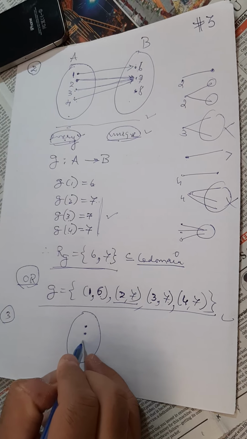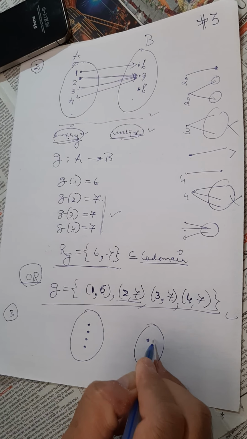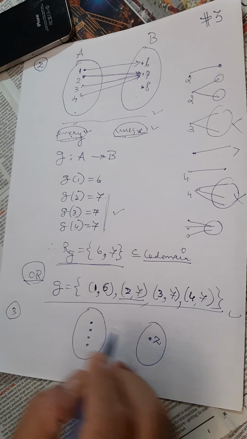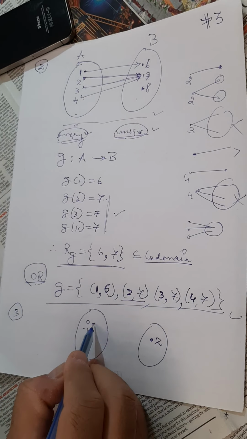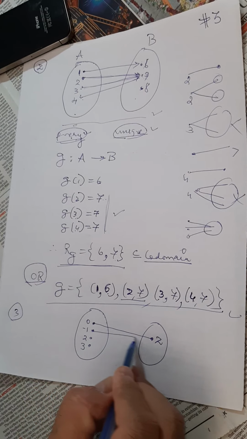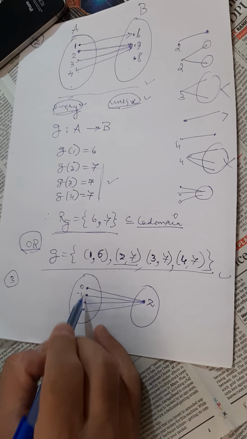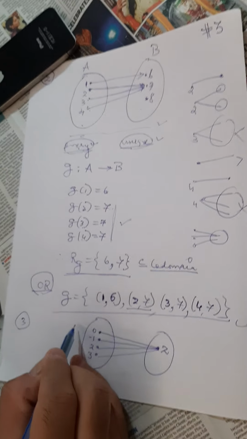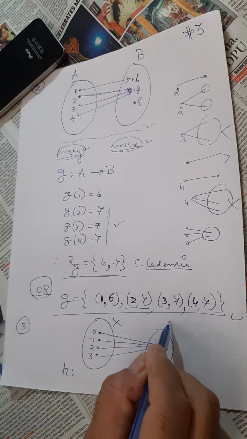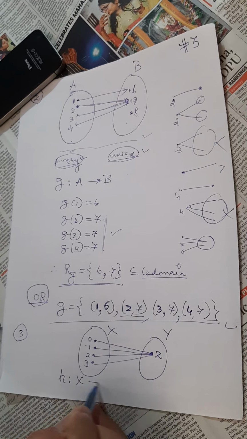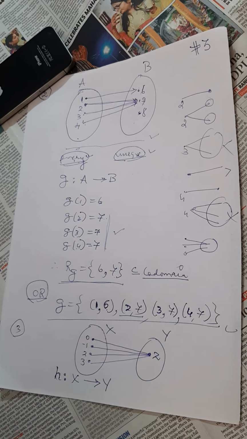Here I have a number of members, remember. And here I have just one member. Let me take, for example, 2. Here I may have 0, -1, 2 and 3. And here all members are going to 2 only. This is also a function, remember. If I call this a function h, for example, let me call this X and this Y. So h is a function from X to Y.